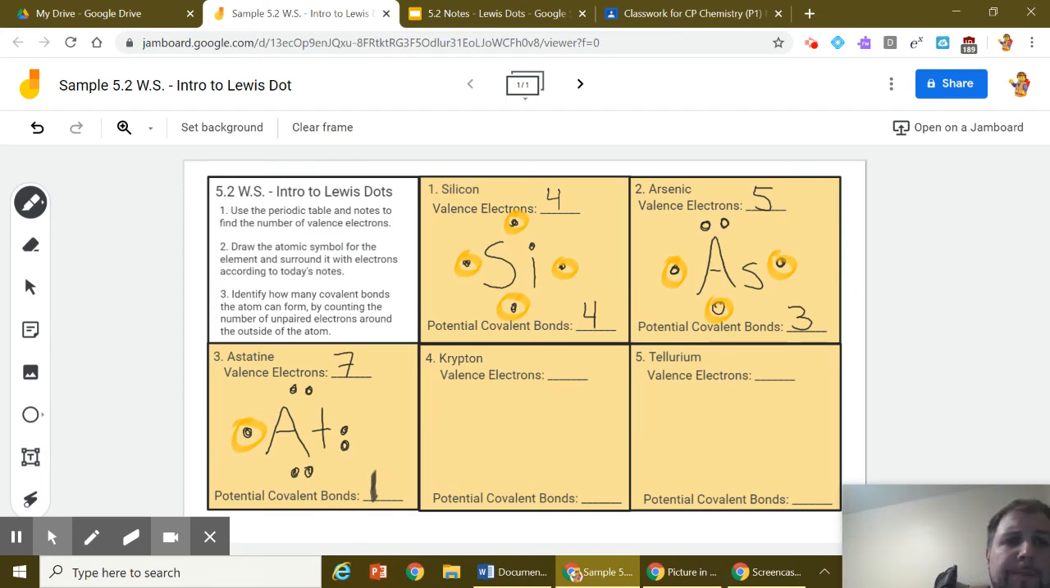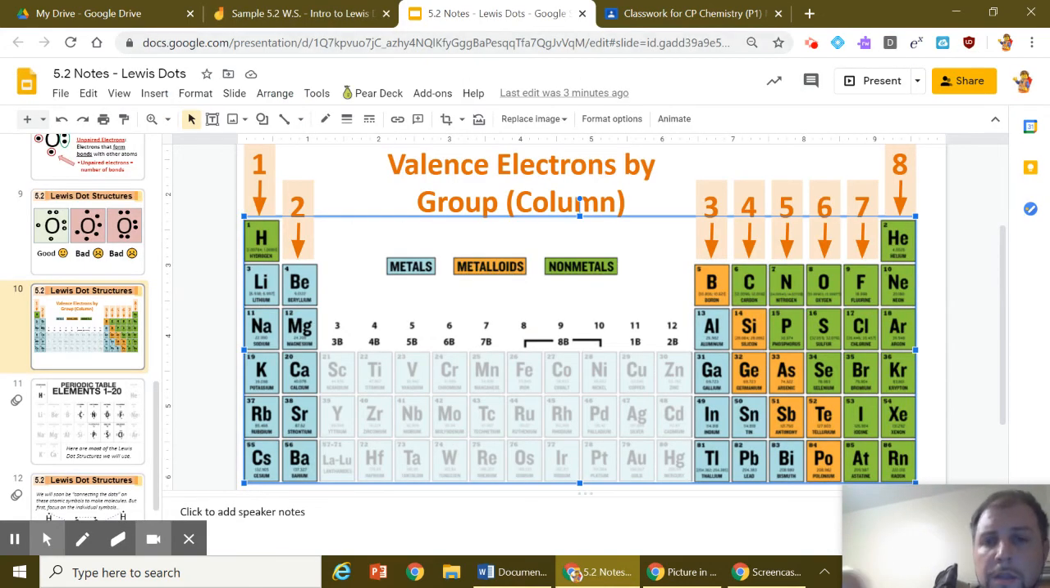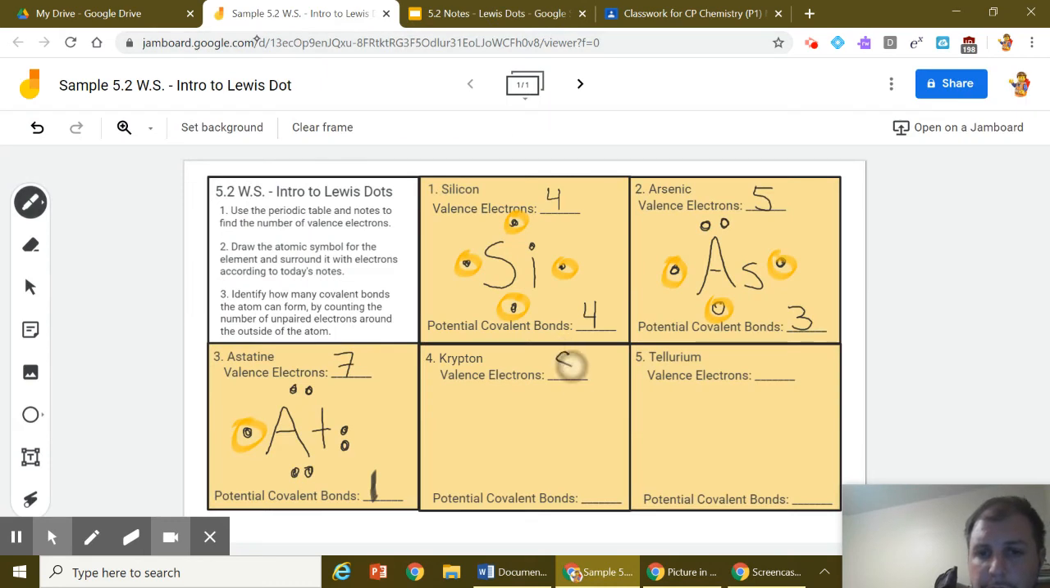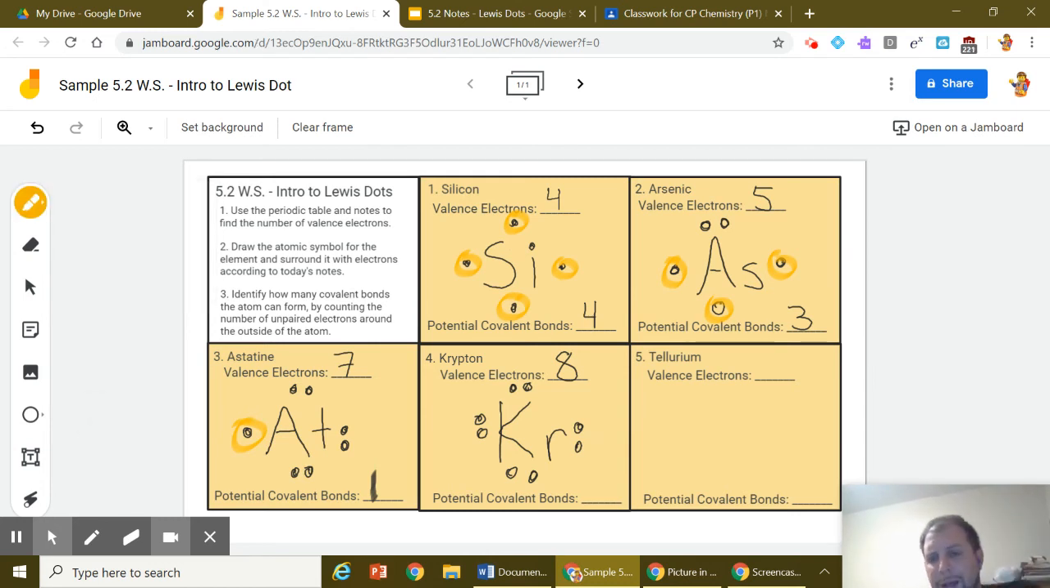All right, let's take a look at krypton. Krypton is Kr. It's in this column with 8 valence electrons. So it's 8 electrons. Here we go. 1, and you have to go in this order, guys, just how you got to do it. 2, 3, 4, 5, 6, 7, 8. Like that.